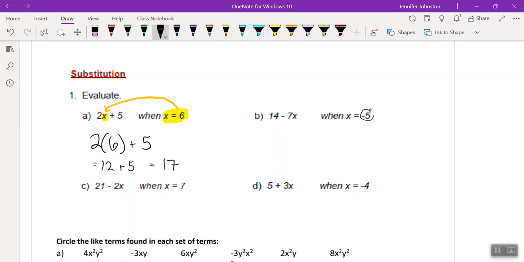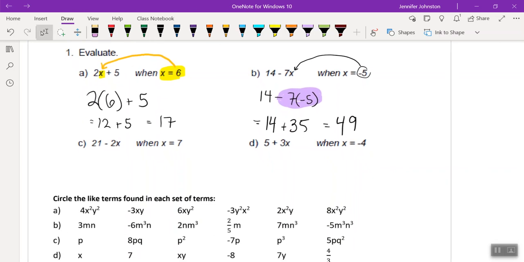We're going to do the same thing here. So the negative 5 gets inputted where x is. So we have 14 minus 7, and then this is multiplication. So the negative 5 will be multiplied by the negative 7. And following BEDMAS, we have to do this first. Negative 7 times 5 with a negative is going to give us a positive result of 35, which leaves us with 9 and 4, 49.